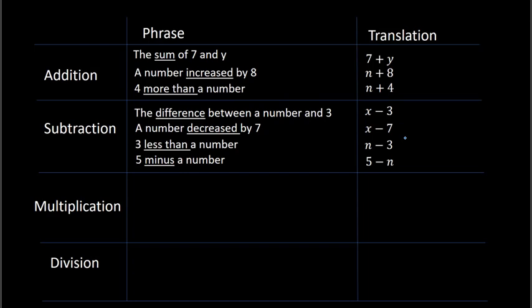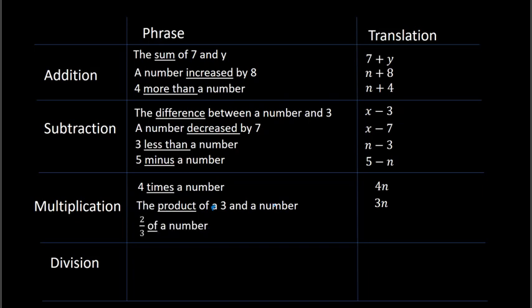Next we have multiplication. So the first phrase is 4 times a number. With variables, you can write 4 and then a times sign and then the number, or you can just put 4 next to the number. So 4n would be the same thing as 4 times n, or 4 times the number. Next we have the product of 3 and a number. So product means multiply. We're multiplying 3 times some number. So 3 times n, or 3 times a, or 3 times some variable.